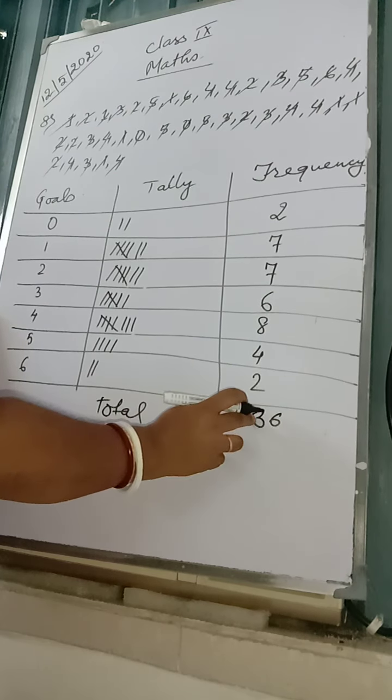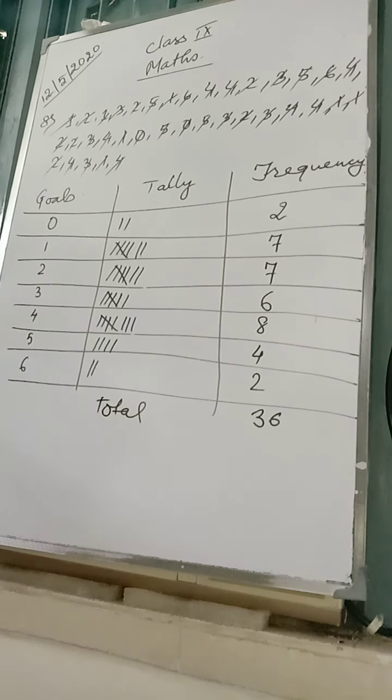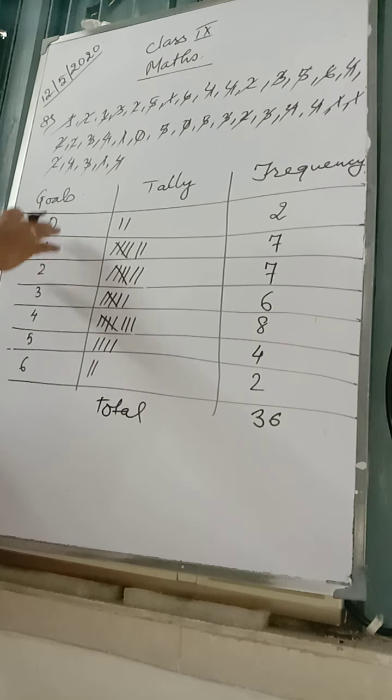Now this is called a discrete frequency table. You can see I have written only that particular number of goals made by the player, football club. Is it clear? I have not written 0 to 5. So this is called a discrete frequency table, and when it is included as a group, class interval 0 to 5, 5 to 10, that is called a grouped frequency table.